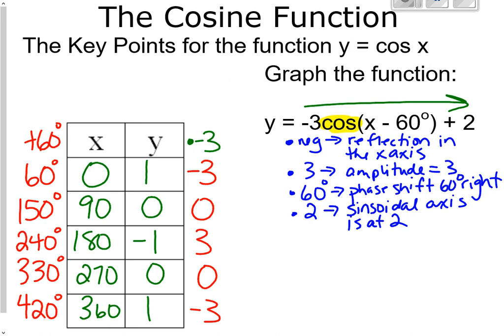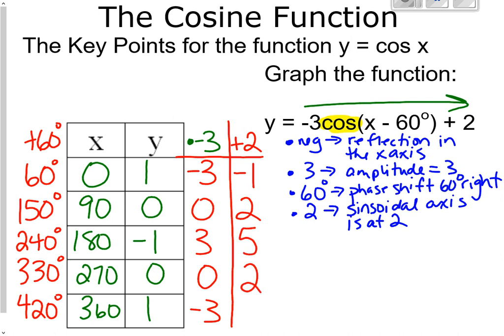All right, so we're almost done. Last is that +2 at the end. Of course, we're adding it to the whole function. It's a change in our sinusoidal axis. So let's go +2. -3 plus 2 is -1. 0 plus 2 is 2. 3 plus 2 is 5. 0 plus 2 is 2. And -3 plus 2 is -1.